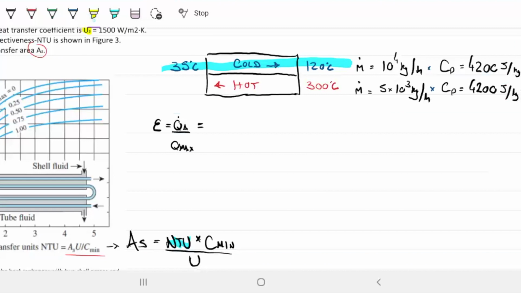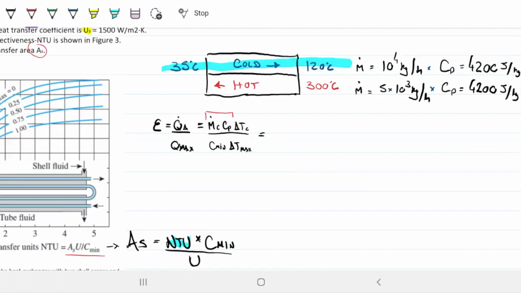I could do the one of hot if I wanted to. Yes, I could solve this for the one of hot, but then I'll have to find first what is the output of the hot and then plug it in to find what's the Q. Since I don't want to do that because I'm lazy, I'm going to do mass flow rate of cold times Cp of cold, delta T of cold, divided by C min, delta T max.